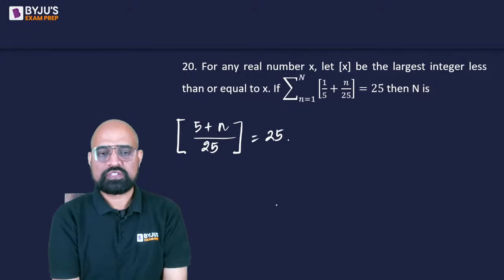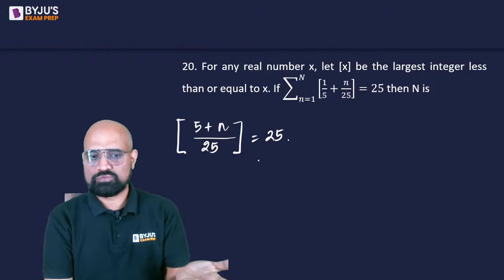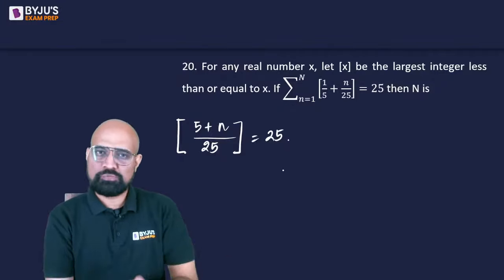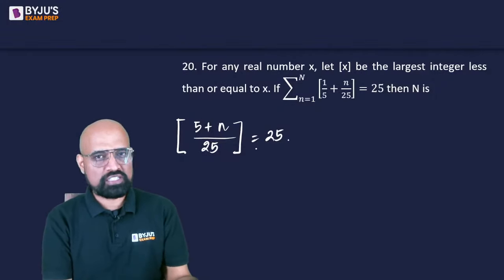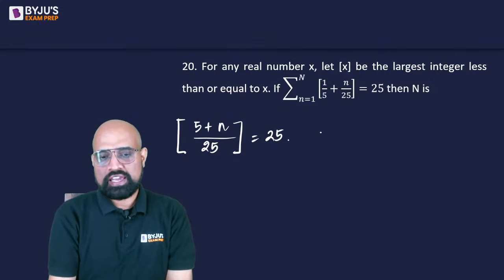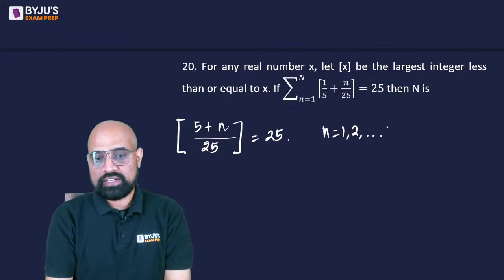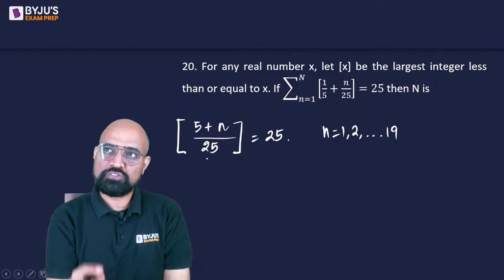Now, if n is going to be 1, then this is 0 point something, whose GIF will be 0. If I take n is equal to 2, it will be the same thing, 3, same thing, 4, same thing. It will continue like this. So when n is going to be 1, 2, 3 up to 19, 19 plus 5 is 24. 24 by 25 is 0 point something.